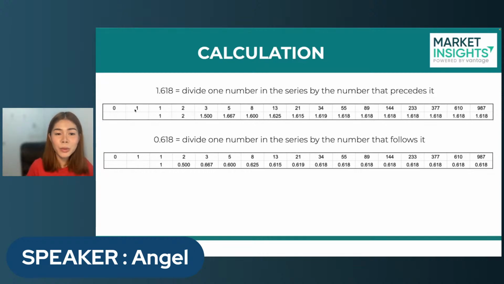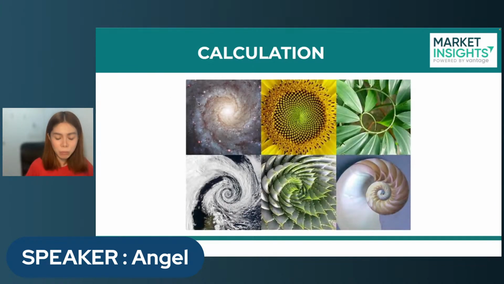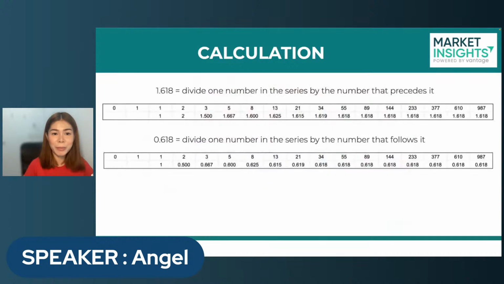So 0 plus 1 is equal to 1, 1 plus 2 is equal to 3, 3 plus 5 is equal to 8, and then 8 plus 13 is 21, and so on and so forth until it goes on endlessly. Now, 1.618 is actually derived how? Why does it keep going back?